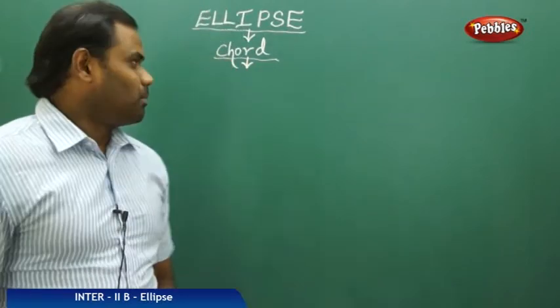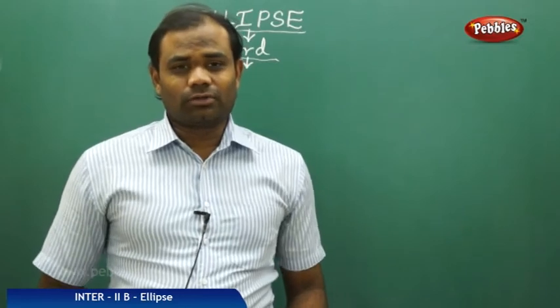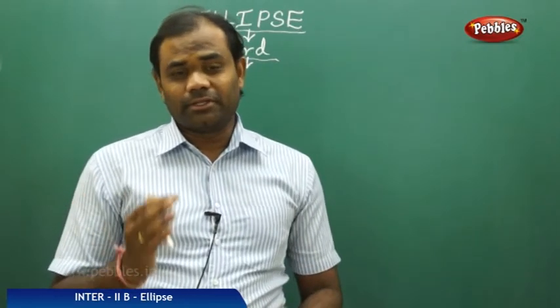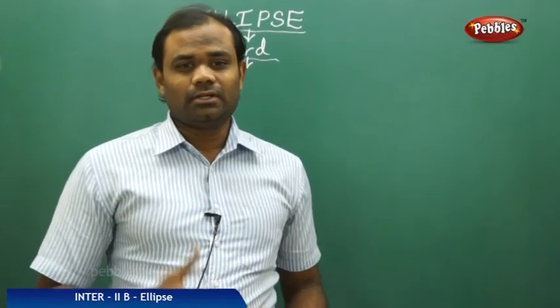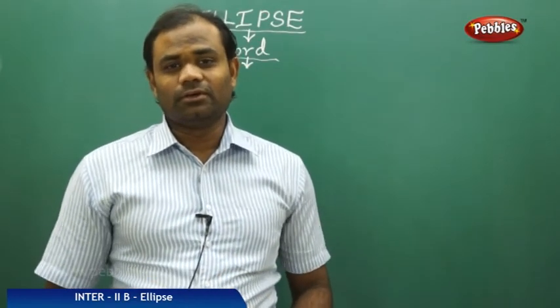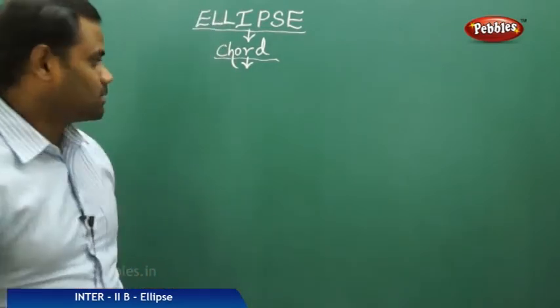Today's session is about the chord of the ellipse. Now, as we have discussed, a chord is the line segment which cuts the circle. The chord of the circle has a similar definition to the one you're going to see for the ellipse. So let's define the chord of the ellipse.